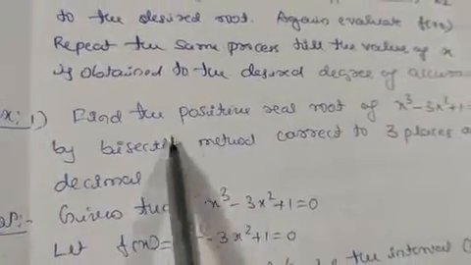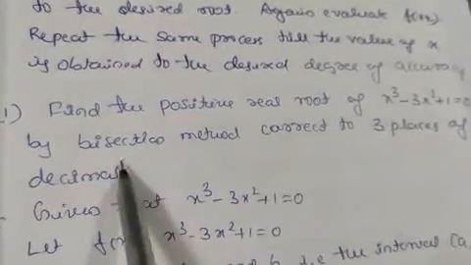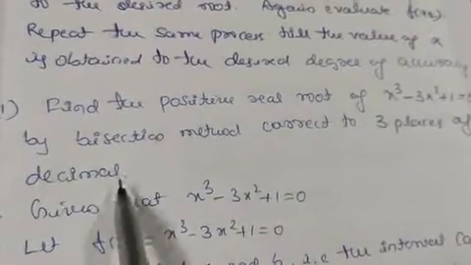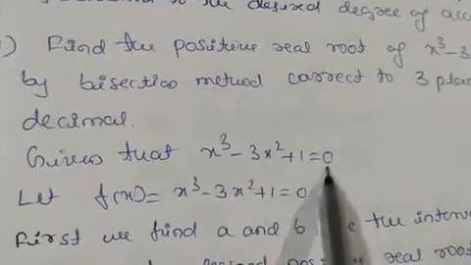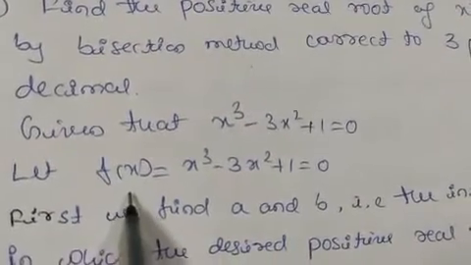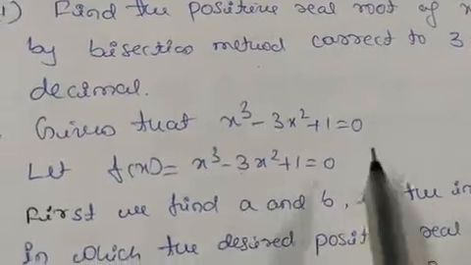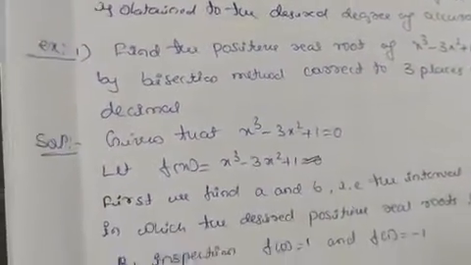Find the positive real root of x cube minus 3x square plus 1 equals 0 by bisection method, correct to 3 places of decimals. So here it is given that x cube minus 3x square plus 1 equals 0, and take this one as f of x. Let f of x equal x cube minus 3x square plus 1. You take only this equation.